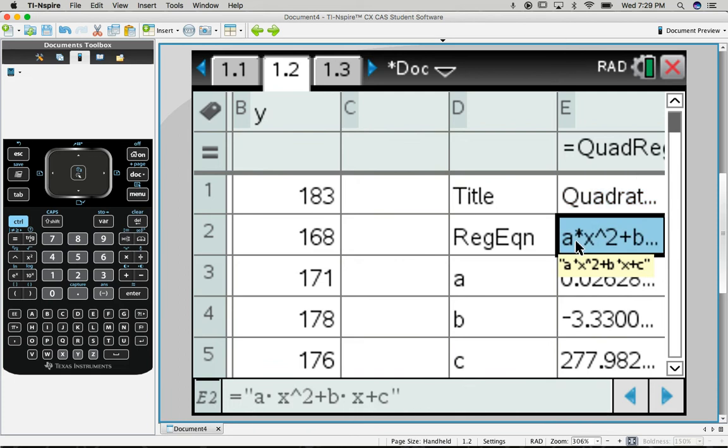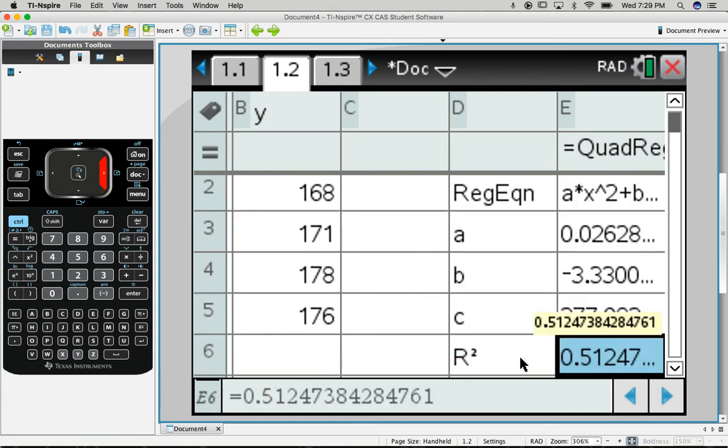And now there's your equation. This is your standard quadratic equation that we have learned in units past: ax squared plus bx plus c, where a would be 0.026, b would be negative 3.330, and c could be 277.983 if you're rounding up. That would be your equation.